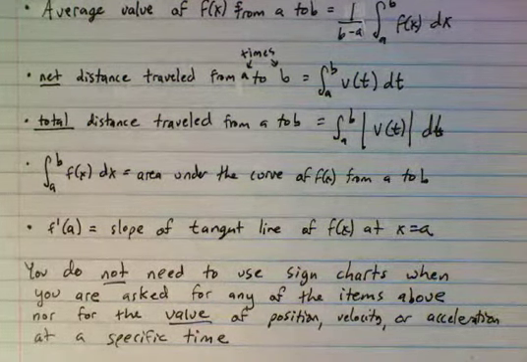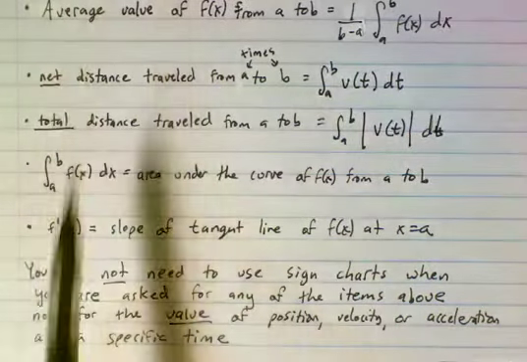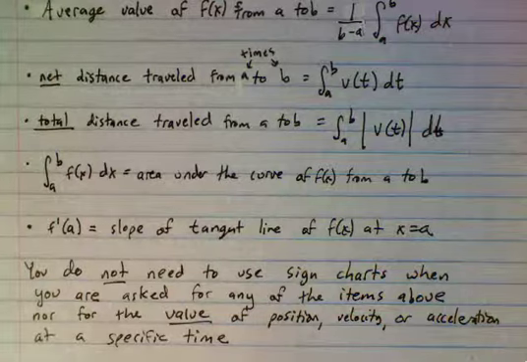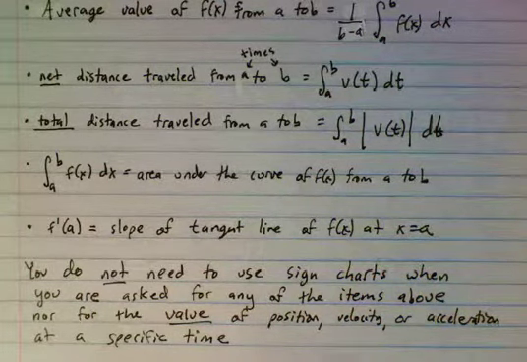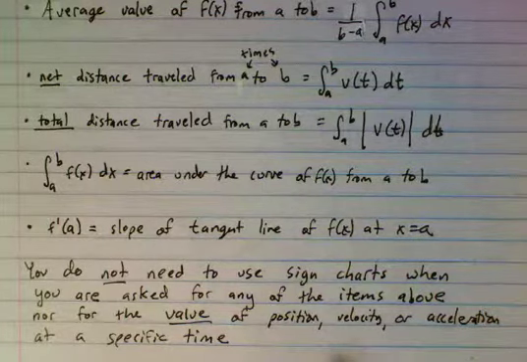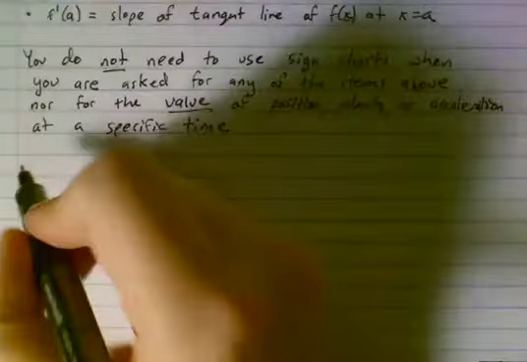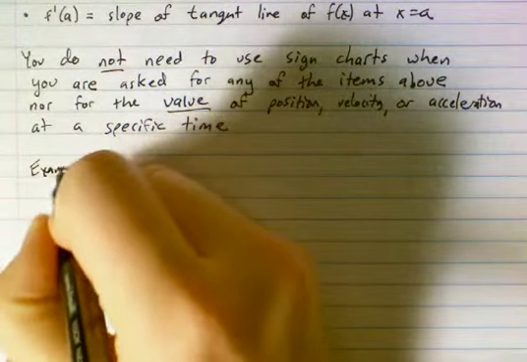One of the things to be aware of when you're asked for these things, or if you're just asked for the value of position, velocity, or acceleration at a specific time, you do not need to use the sign charts like we did before. Those were being used for maximum, positive, negative, increasing, decreasing, those sorts of problems. So let's look at some examples of what we'll see for this type. So these are examples.